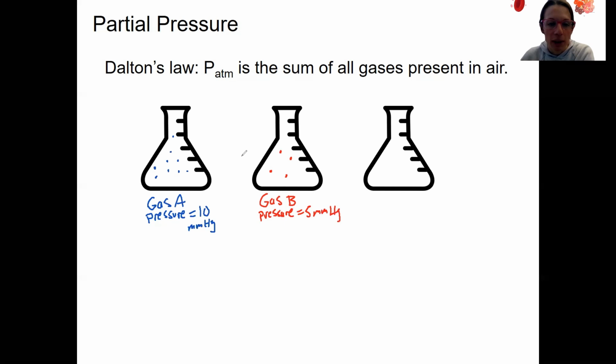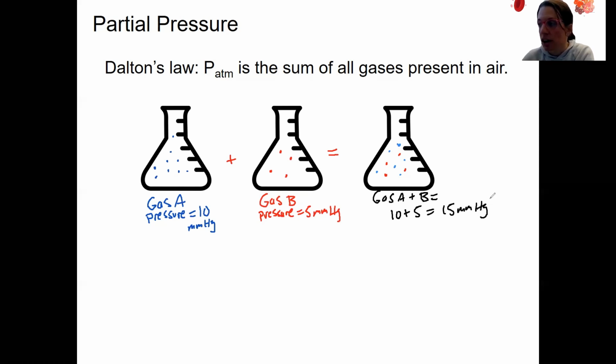What happens if we add these together? Gas A and B. So I'm going to put 4 of these in here and sum all of the gas A. Let's say we mix these two gases together. So this is gas A plus gas B. What is the total pressure of the system going to be? You should be able to do this from Dalton's law that we have right up there. Pressure in this system is the sum of all gases present. So 10 plus 5 equals 15.